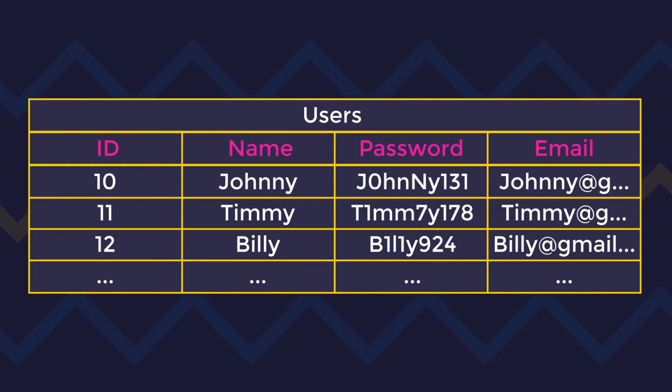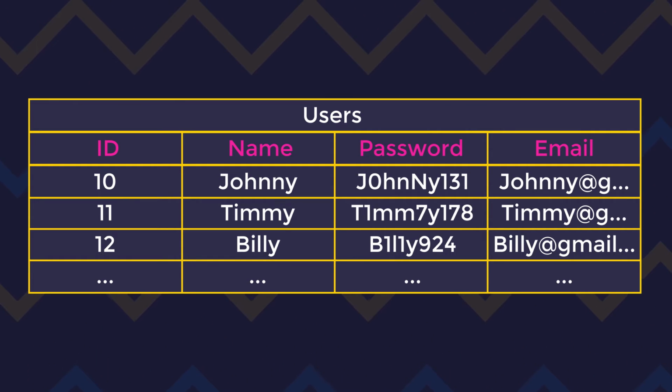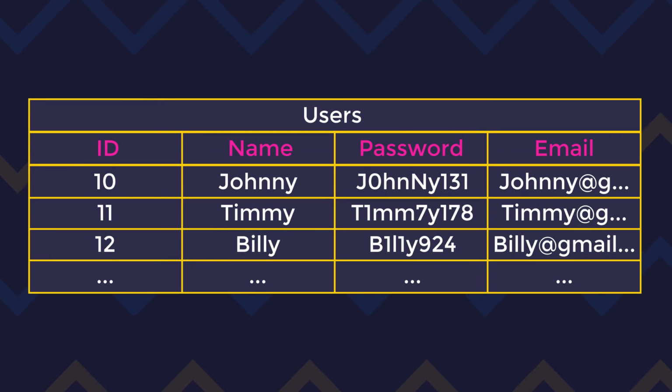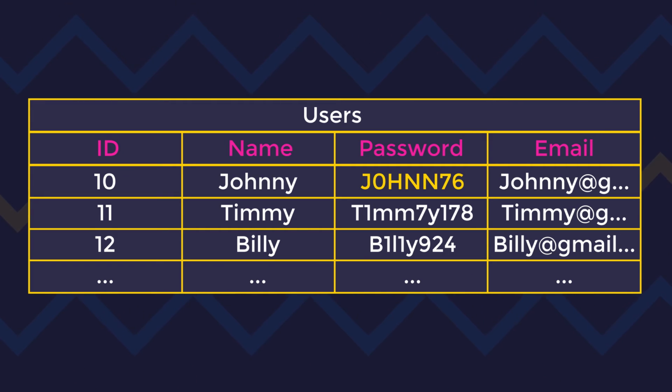So the penultimate operation is update, which basically modifies existing data in a table. So let's say we have a table which contains a few users, and we would like to update the username of the person which has the ID of 10. So we need to update users and set password to the new value where the ID equals 10. So now the user with the ID of 10 would have their password updated in our table.